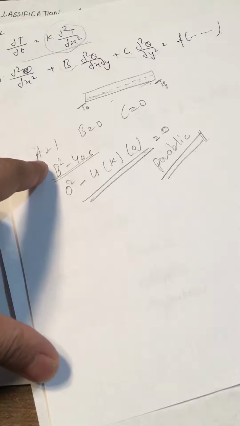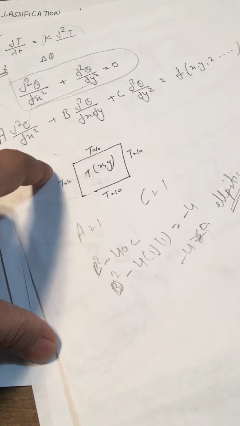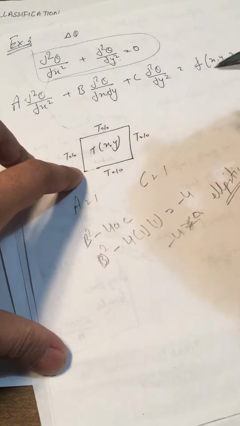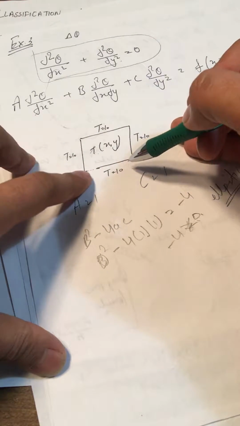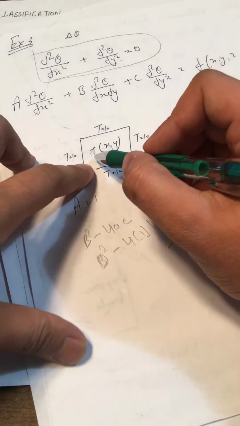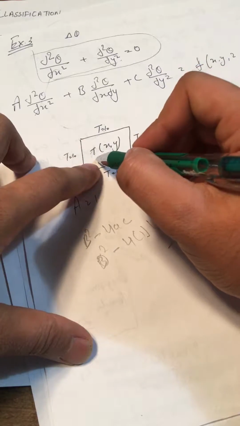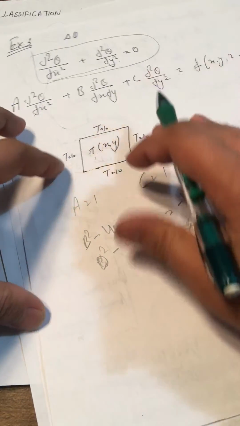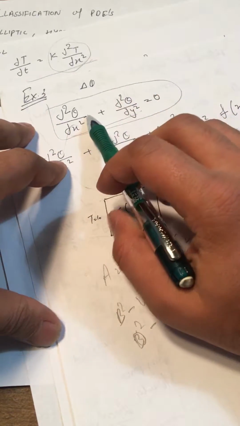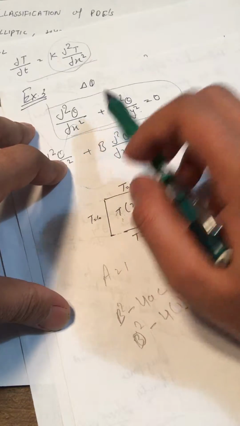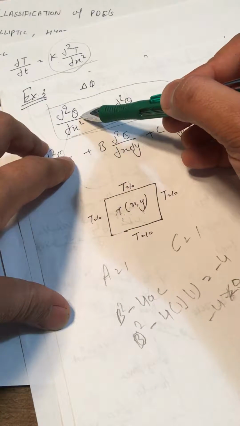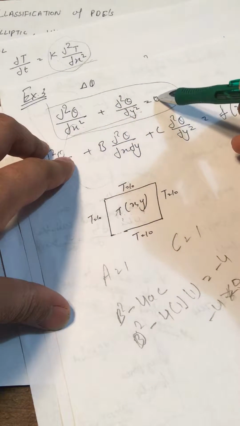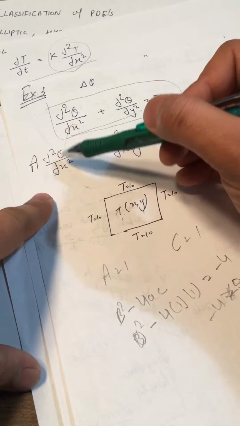Let's take one more example. So here we have some boundary conditions, like our temperature is equal to 10 on every side. We are trying to find our temperature inside. So in terms of x and y, I use this equation. This is our Laplacian of phi, d square phi by dx square plus d square phi by dy square is equal to 0. So our a term is equal to 1.